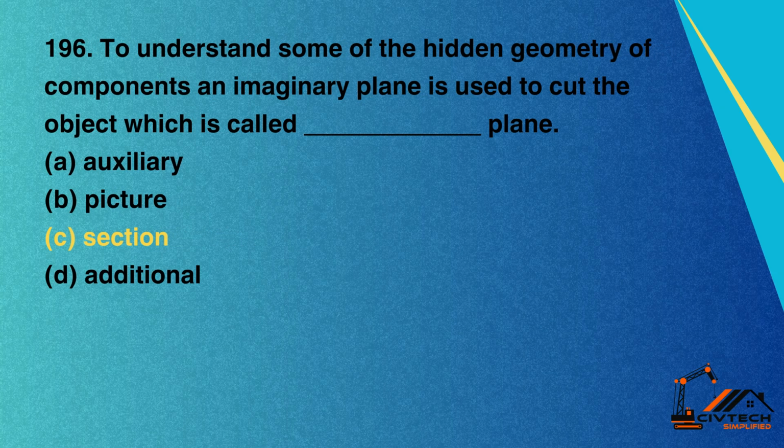Circle. 196. To understand some of the hidden geometry of components, an imaginary plane is used to cut the object, which is called plane. A. Auxiliary. B. Picture. C. Section. D. Additional. Correct option: C, section.